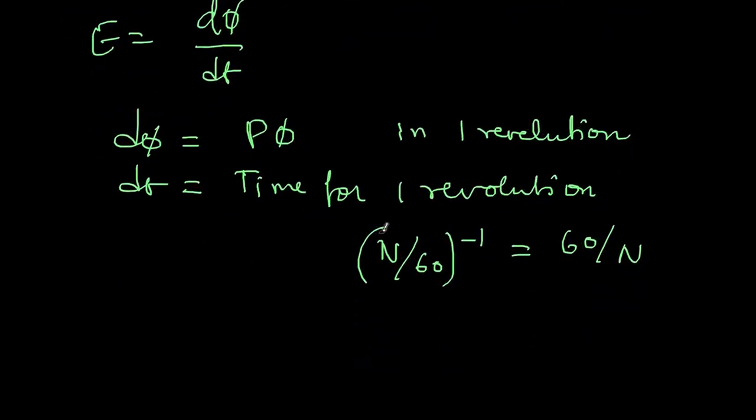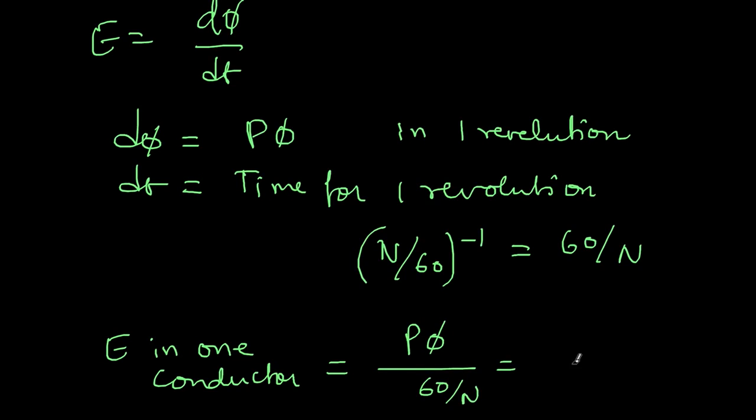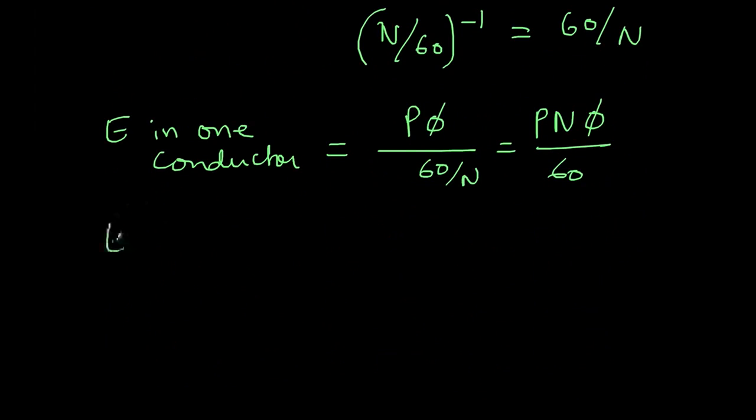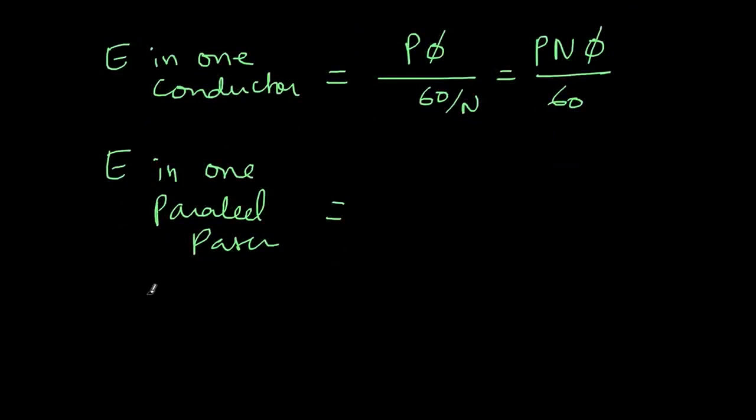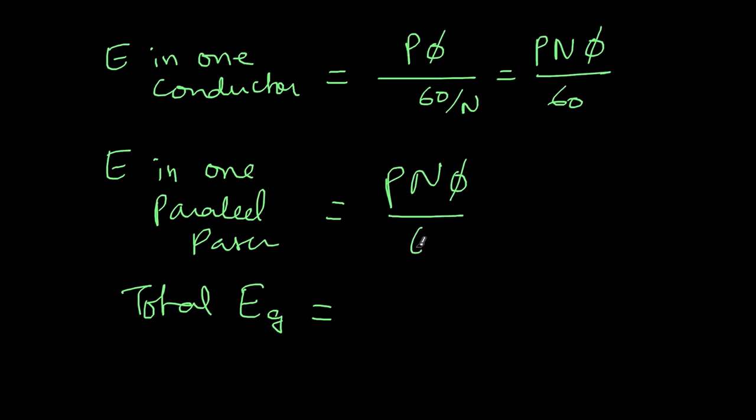Now I'll say the EMF induced in one conductor is d phi by dt, that is P phi divided by 60 by n, or nothing but P n phi by 60. This is the EMF in one conductor. Now what about the EMF in one parallel path, which is nothing but the total EMF? The EMF in a parallel path is the EMF per conductor multiplied by the number of conductors per parallel path.